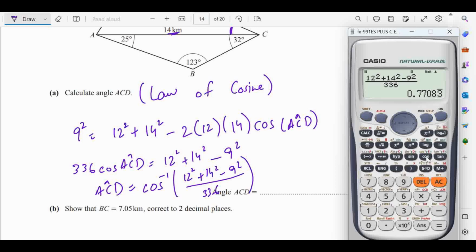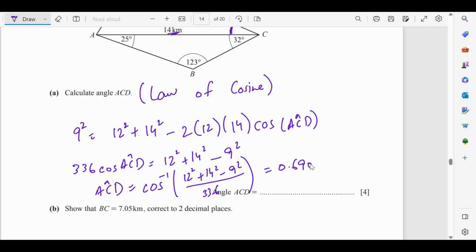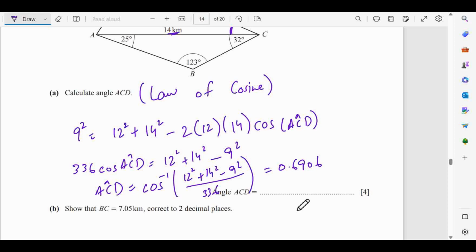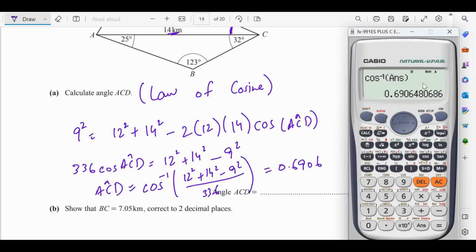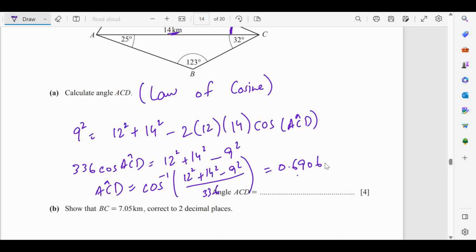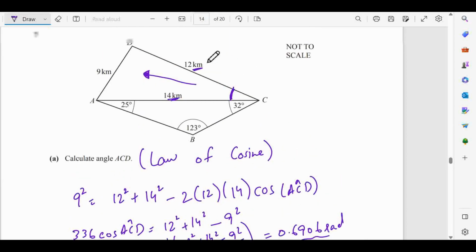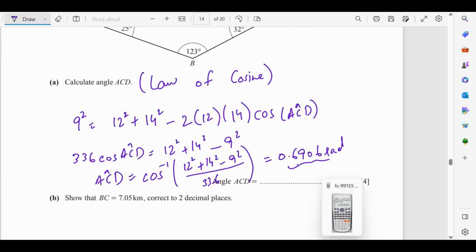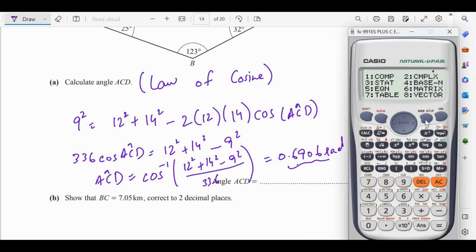If we take the cos inverse of the answer, this will be equal to 0.69006. But keep in mind that the calculator is in radian mode, so this is the answer in radian mode. But as we can see, all the angles are in degree form, so we need to convert our calculator into degree mode.